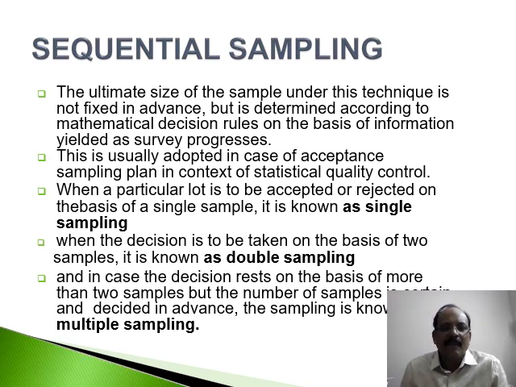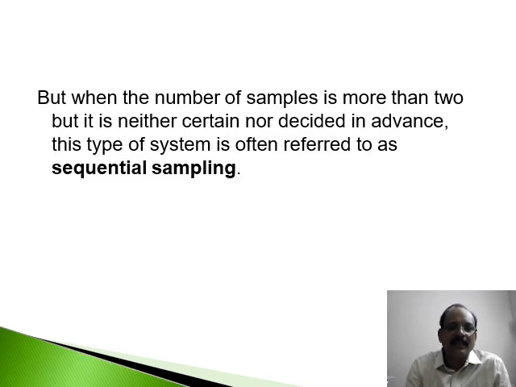Later we'll see. When a particular lot is to be accepted or rejected on the basis of a single sample, it is known as single sampling. When the decision is to be taken on the basis of two samples, it is known as double sampling. In case the decision rests on more than two samples, but the number of samples is restricted and decided in advance, it is known as multiple sampling. But when the number of samples is more than two, but it is neither certain nor decided in advance, this type of system is known as sequential sampling.